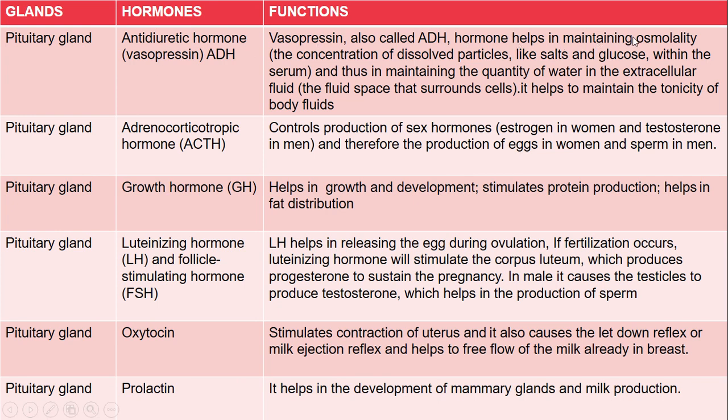The hormone helps in maintaining the osmolarity, that is the concentration of dissolved particles like salts and glucose within the serum, and thus in maintaining the quantity of water in the extracellular fluid, that is the fluid space that surrounds the cell. It helps to maintain the tonicity of the body fluids. I will give you a simple example. When you are doing a workout, you sweat a lot, so water and some salts will be coming out of the body through perspiration. At that time, the body is in need of some water. So the pituitary gland understands it and releases the antidiuretic hormone.